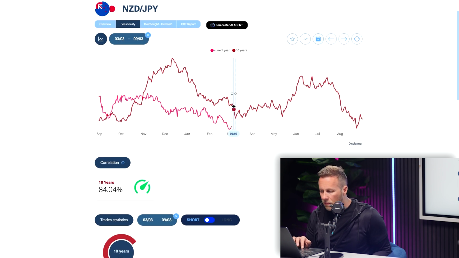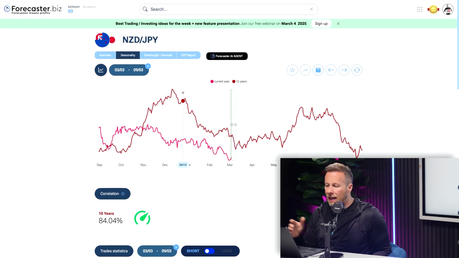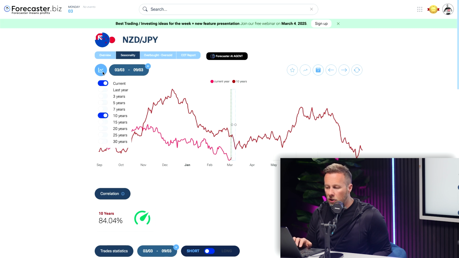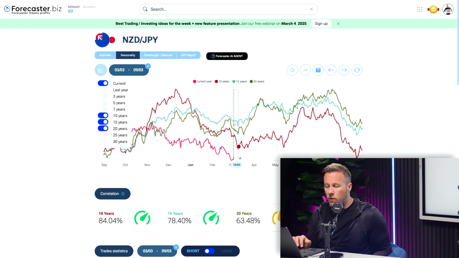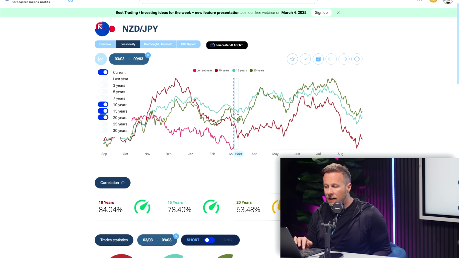Basically what I'm doing is I'm picking the best shorting opportunity there. I can see this big short, and then we retrace a little bit, but that is the current year and the past 10 years. What I want to do is look at the last 15 years, and the last 20 years, and see if the seasonality is correlated, if there's congruency and confluence in historical seasonality with the market going short at that period of time.